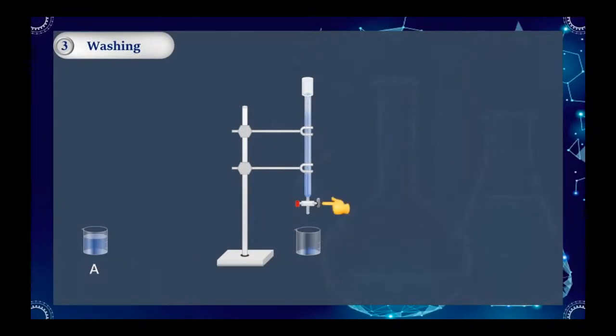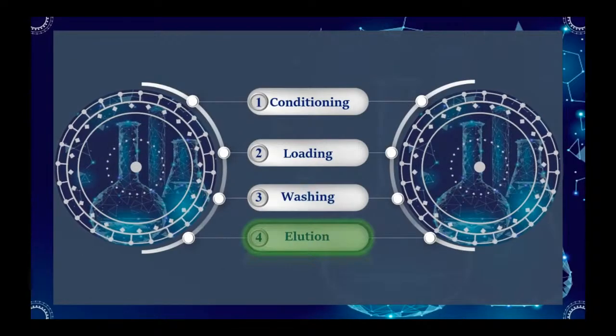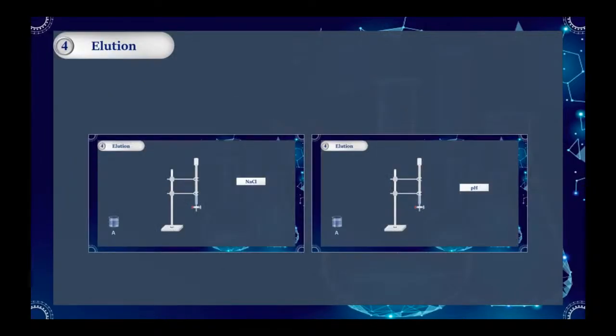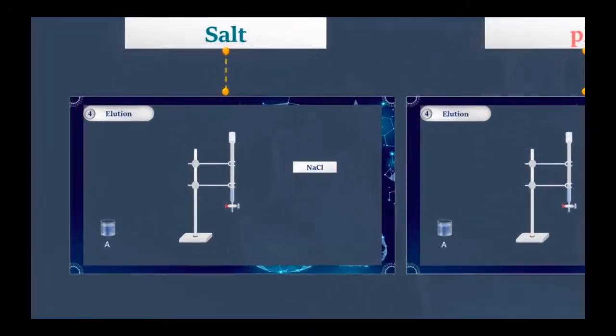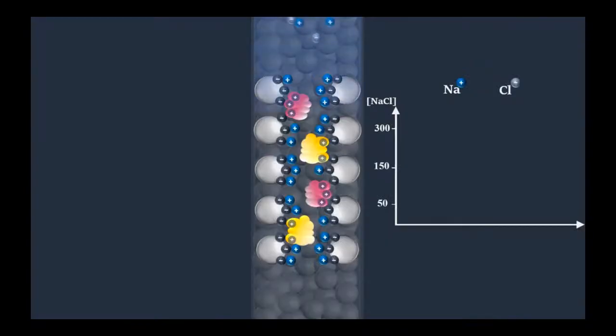When all the sample has been loaded and the column washed, conditions are altered in order to elute the bound proteins. Most frequently, proteins are eluted by increasing the ionic strength of the buffer, or, occasionally, by changing the pH. As ionic strength increases, the salt ions compete with the bound components for charges on the surface of the medium, and one or more of the bound species begin to elute and move down the column.